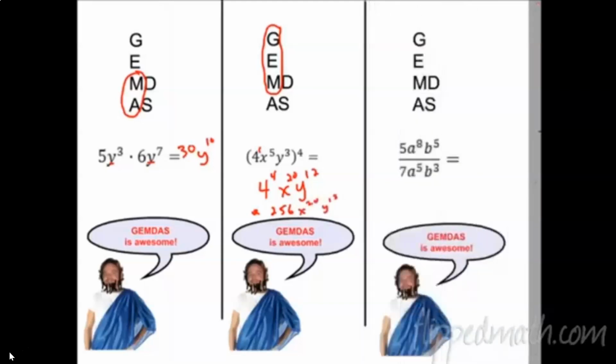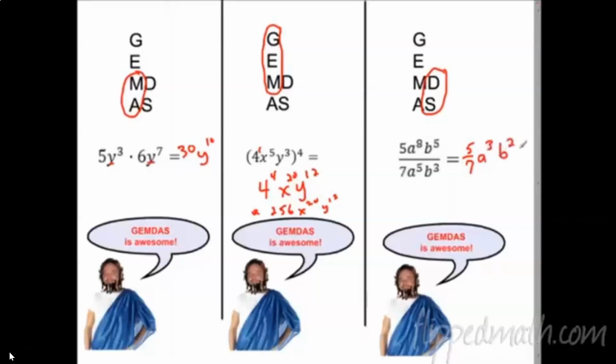Love the GIMDOS. GIMDOS is awesome. I've got division, so what's the rule? When I divide, I'm going to subtract. Now again, start with this fraction. I'm just reducing it. They're not the same base. Does 5/7 reduce? No, 5 doesn't go into 7, so I'm going to leave it alone. 5/7. But I'm going to go ahead and do the subtraction like it says. 8 minus 5 is 3. 5 minus 3 is 2.